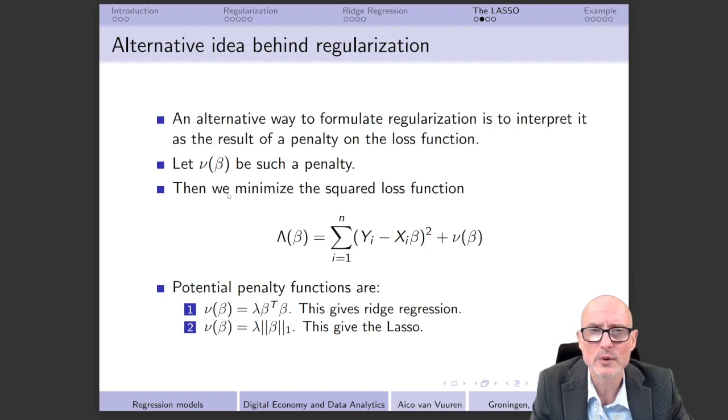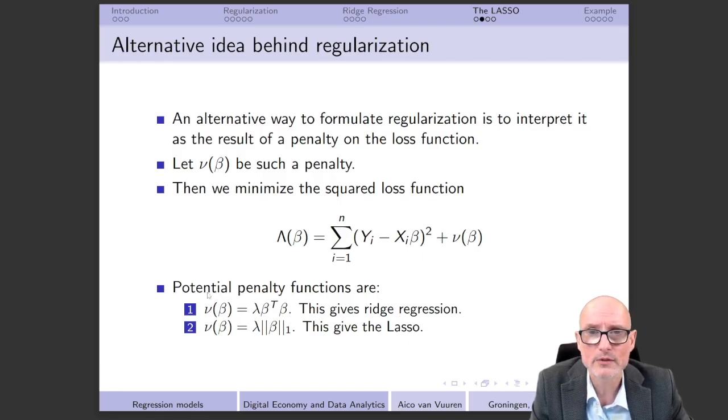And then what we're going to do is that we're going to minimize a so-called squared loss function that I'm going to denote here by capital lambda. Lambda is of course also a function of beta, and it's first of all the sum of squared residuals, but plus this additional penalty term that we have over here.